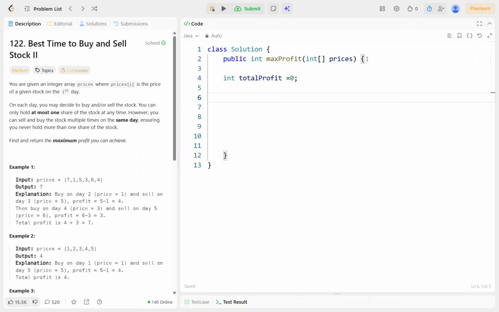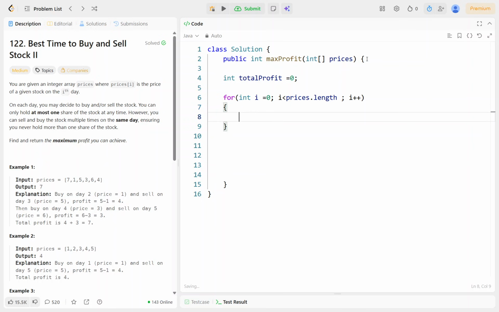Okay, once we have got the profit, we will add it to the total profit here. Now we will declare one loop here: for int i equals 0, i less than prices.length, i plus plus.